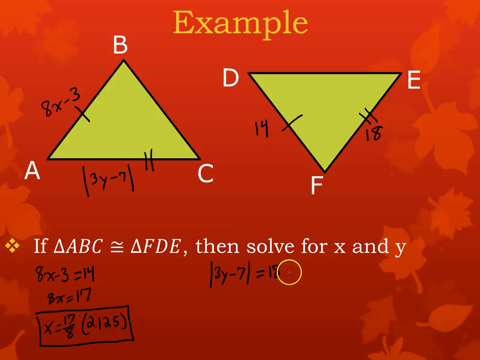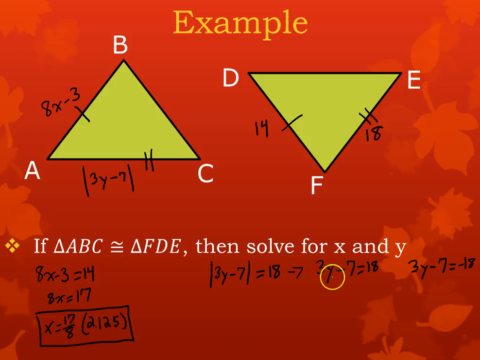Now, if it's absolute value, you need to set up two equations. The first equation is exactly how it appears. 3y minus 7 equals 18. The second equation is 3y minus 7, inside never changes, but now equals negative 18. And normally you cannot have a negative side length, but because we're doing absolute value, the absolute value of negative 18 is still positive 18, so it still works out.